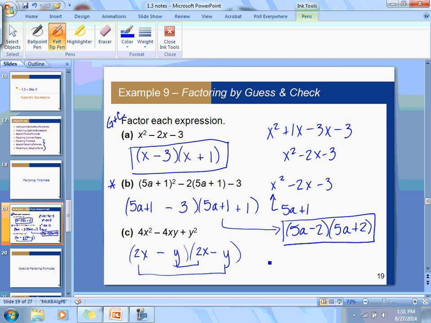And then we want to rewrite this. We want to simplify it just a little bit. We want to rewrite it as 2x minus y squared. Since the stuff in the parentheses is exactly the same, we're just going to simplify it and write it as 1 parenthesis squared.